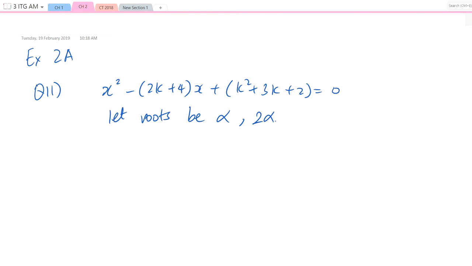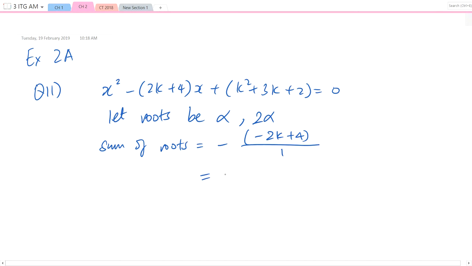Okay, from here, standard: sum of roots equals negative the coefficient of x, which is negative 2k plus 4, divided by 1. This gives me 2k minus 4. How much is this supposed to be equal to? What is the sum of my roots? Alpha plus beta? It's simply 3 alpha. This is my first equation.